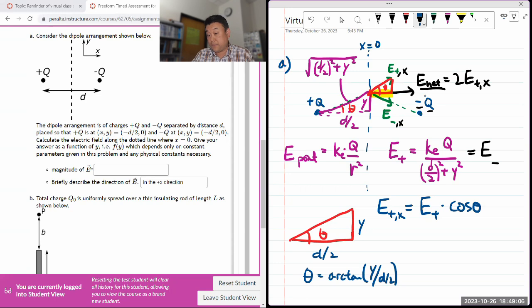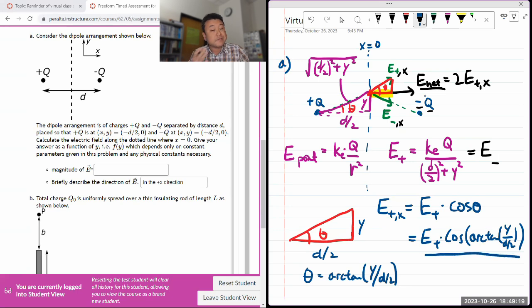So if you said the x component is E plus times cosine of arctan of y over d over 2, and if you gave an answer based on that, I wouldn't say that's wrong, but there's a calculational technique that'll actually allow you to get an algebraic, analytical expression for this that doesn't rely on inverse trig functions. And it's the technique called drawing the triangle, which I've already drawn.